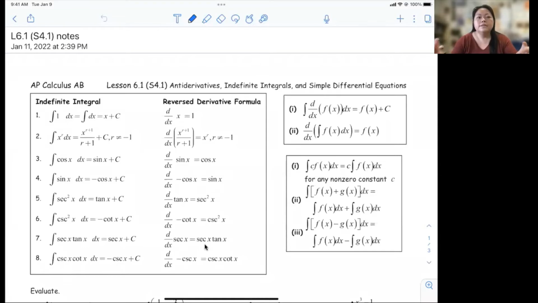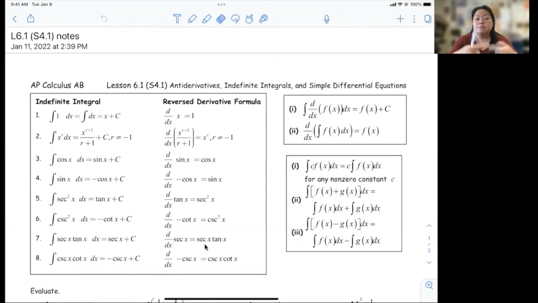Okay, we're on lesson 6.1. Again, this is S6 4.1 because this is taken from a different textbook. The title of it is Antiderivatives, Indefinite Integrals, and Simple Differential Equations. We're actually focusing on antiderivatives and simple differential equations for today. So, as we say, integrals are just antiderivatives.